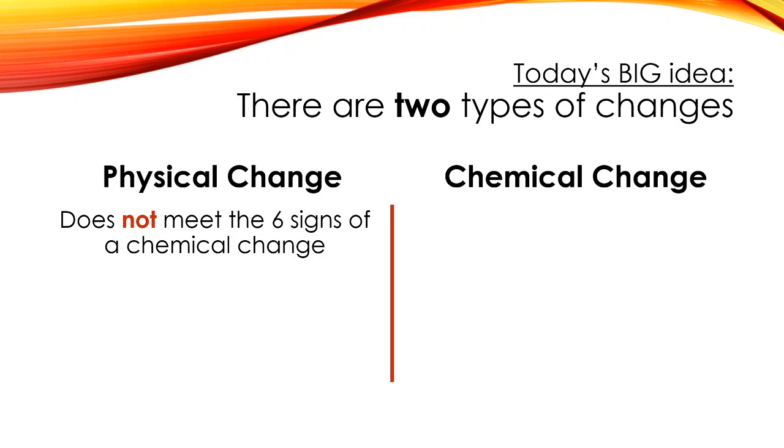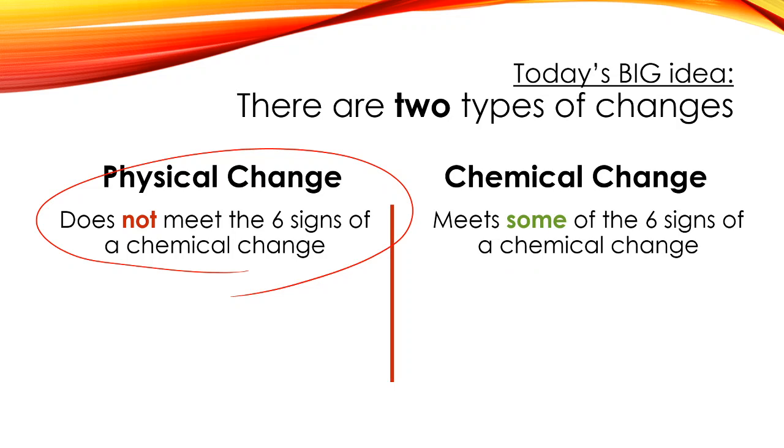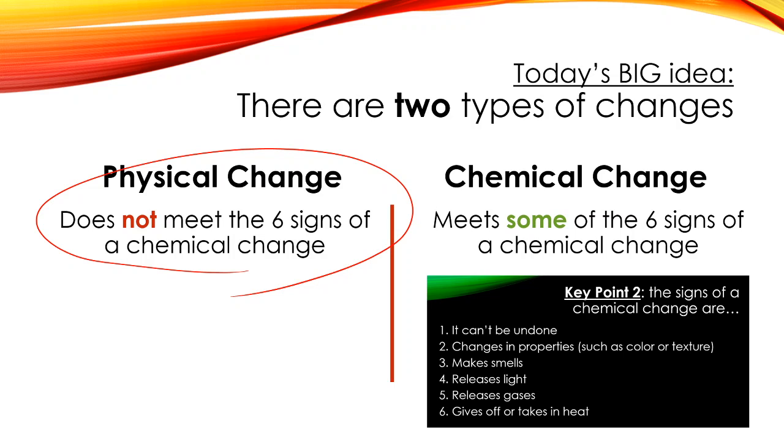And lastly, since you want to be able to identify any given change, whether it's a physical or a chemical change, without just listening to Mr. Manta, we need to think about those 6 signs of a chemical change that we talked about. Anytime there's a physical change, you'll know it's a physical change because it does not meet the 6 signs of a chemical change. Whereas a chemical change would at least meet some of the 6 signs of a chemical change. If you're like, Mr. Manta, what are you talking about?